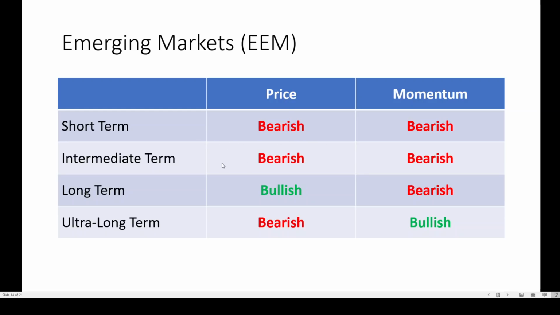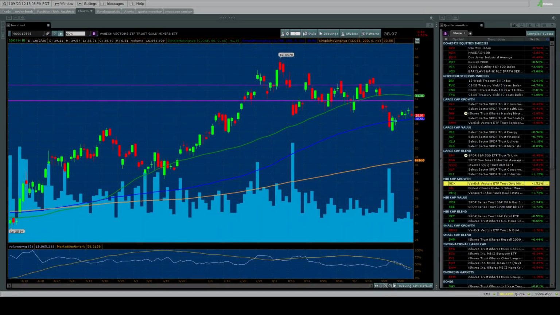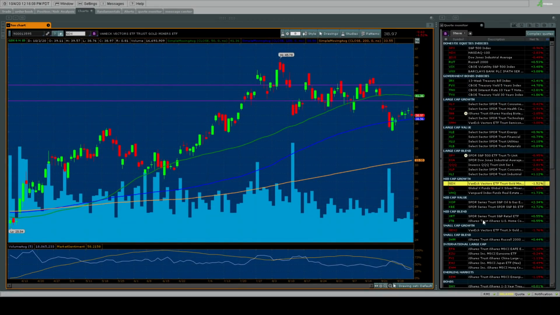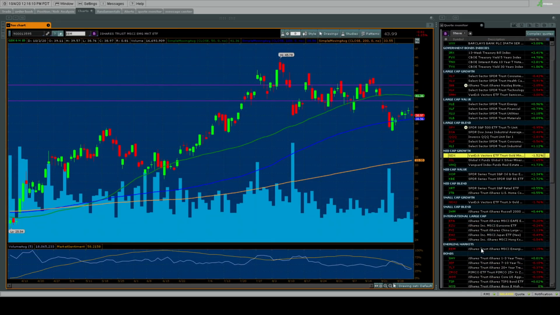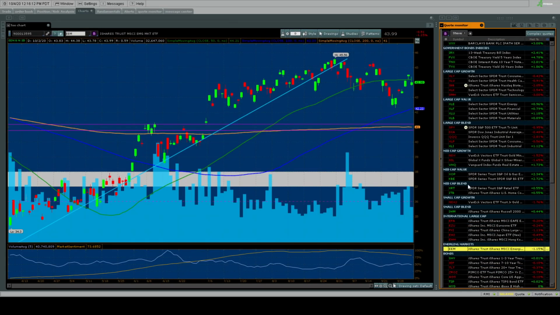So bearish on the short and intermediate term, and then kind of split across price and momentum on the long and ultra long term. And emerging markets, to me, is a sector I like to look at because it tells you what's going to eventually come in the U.S. equity market. Of course, we've got this shaded zone. What is that? That's Steve's line of doom. This is where, when you get into this zone, volatility starts to take off and bad things start to happen.